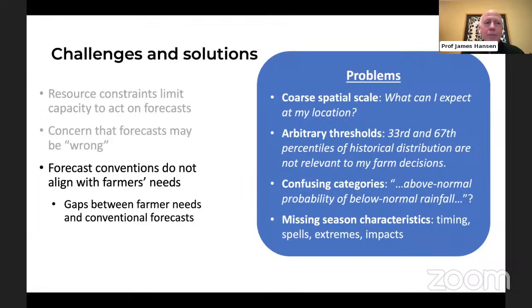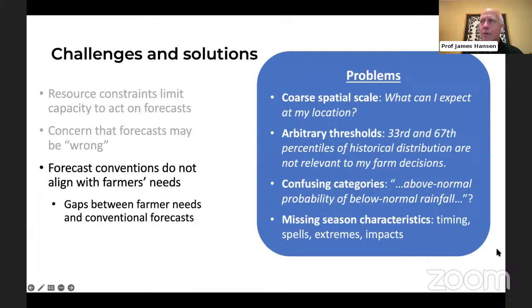Some farmer decisions might be sensitive to particular thresholds. A farmer might be interested to know, for example, how likely it is that they will have at least 400 millimeters of rainfall, because if it's less, it's quite likely that they will not have enough yield to cover their production costs. But that 400 millimeters of rainfall probably does not fall at the cutoff between those tercile categories that the meteorologists use. Those categories themselves can be very confusing, especially if they're not described well.